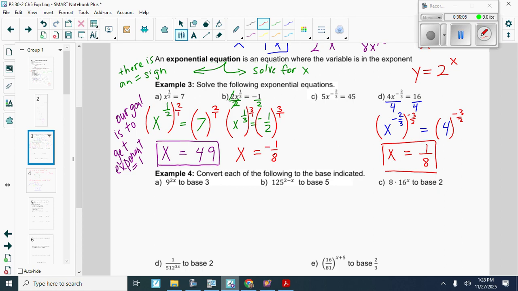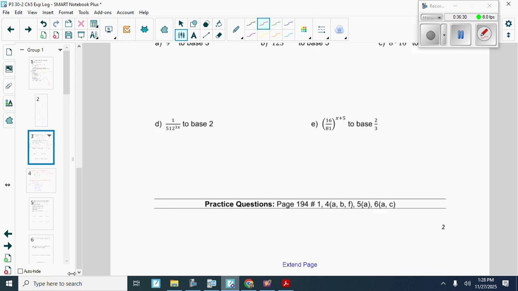What I want for us to do is, I'm looking at our homework questions. Guys, go ahead and pull out your workbook. We are going to be doing the questions on the bottom of page 194. I will do these examples tomorrow. I want to give you some time to work on your practice questions and ask me if you need some clarification.